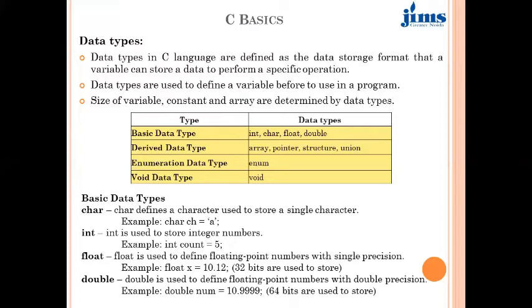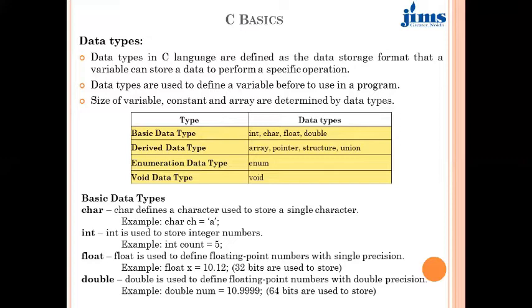Float. Float is used to define floating point numbers or decimal numbers. So when we use the data type float, it saves the number in the form of a decimal value, like float x equal to 10.12. So 10.12 is a decimal, so it is saved. But if I say int x equal to 10.12, because the data type is int, it will not save the decimal value, it will save only the integer value, that is 10. So to save the decimal value we must use a data type called float. Float x equal to 10.12.